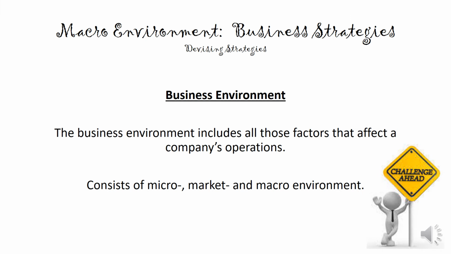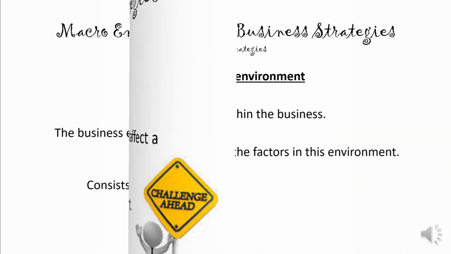Look at the different business environments. First of all, this is revision. Obviously, you've done this in grade 10 and 11 as well. The business environment includes all the factors that will affect a company's operations. Okay, remember, some of these factors we have control over, some of them we do not have control over. Our 3 business environments will be your micro environment, the market environment, and macro environment.